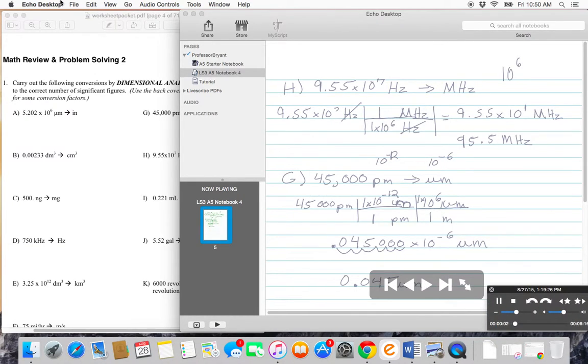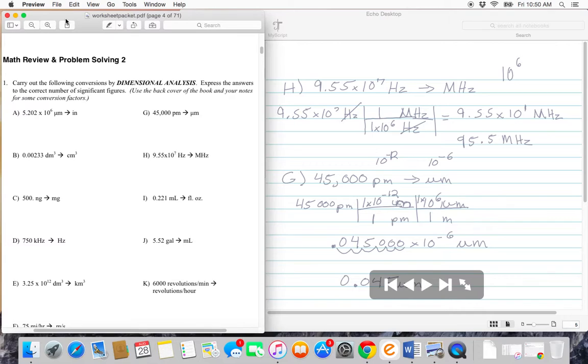Okay, on page 137 of the worksheet packet under the math review, I'm going to do a couple of these conversions using dimensional analysis for those of y'all who may be uncomfortable and need a little bit more practice. So let's look at problem number H. Problem number H wants to take 9.55 times 10 to the 7 hertz and convert that to megahertz.